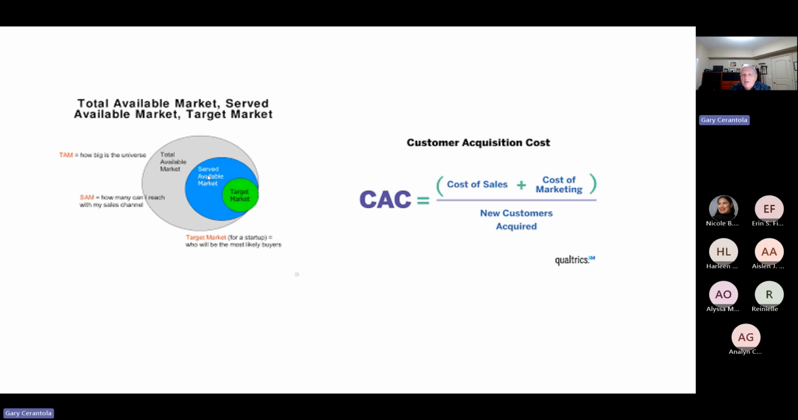And then of how many I can reach, how many will be in my target market, in terms of my set of ideal customers, or just the one ideal customer that I'm looking for? So you should understand what these terms are: the TAM, the SAM, and the target market. Okay.